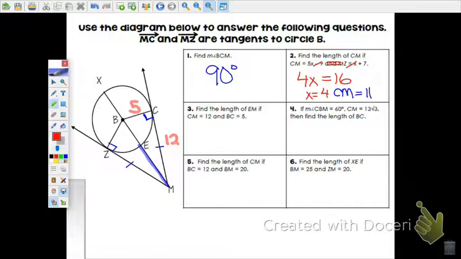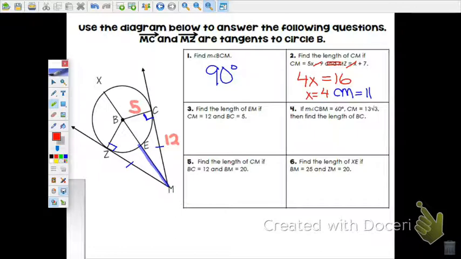I try to isolate that, where I have this length of 12, a length of 5, and part of this. What do I have here? I've got a triangle. More specifically, I have a right triangle. So what can I use about right triangles that would help me solve this problem? Pythagorean theorem. If I use Pythagorean theorem, I can find this whole side, MB.